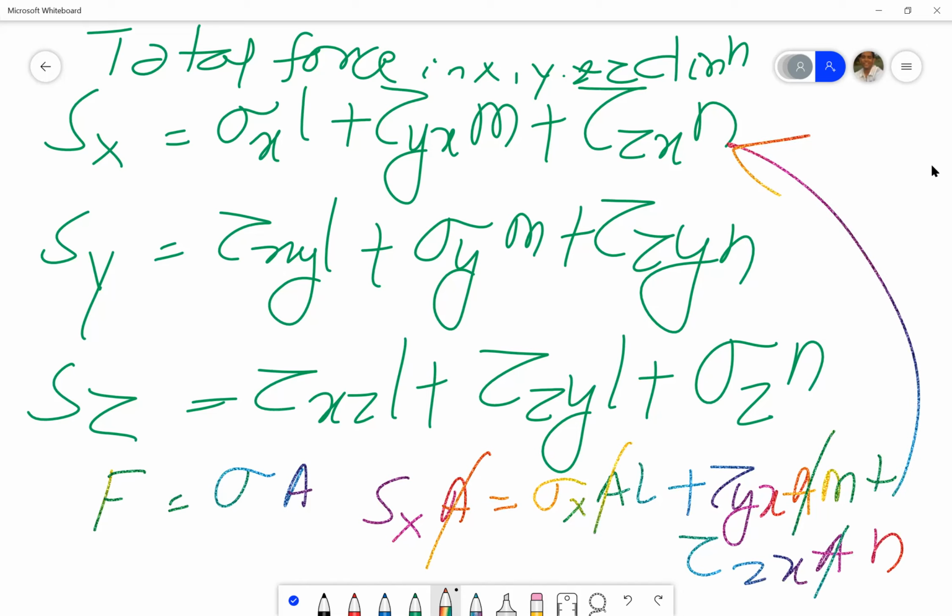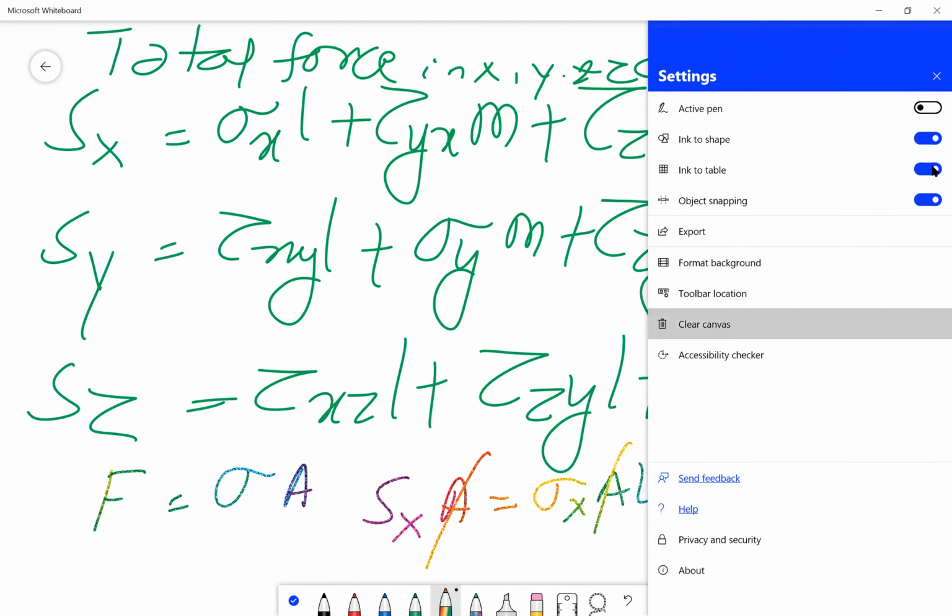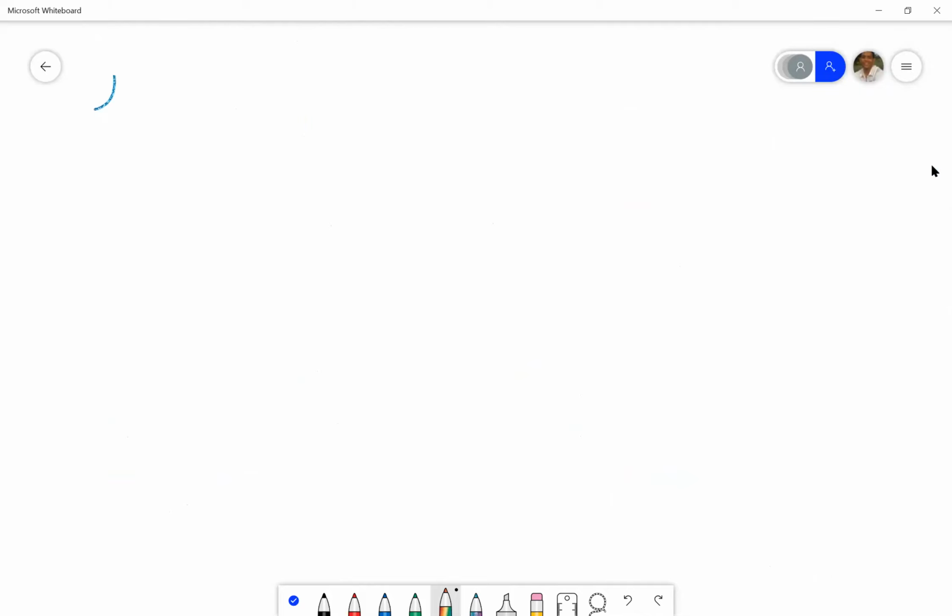Similarly, for the y and z directions also, we calculate the stresses. These are equations 3, 4 and 5. Our main purpose is to find the normal stress sigma and the shear stress on the oblique plane. Our purpose is to find out these two cases.